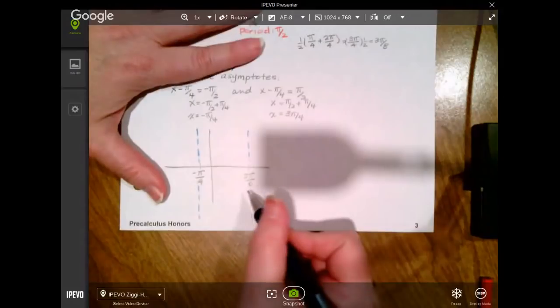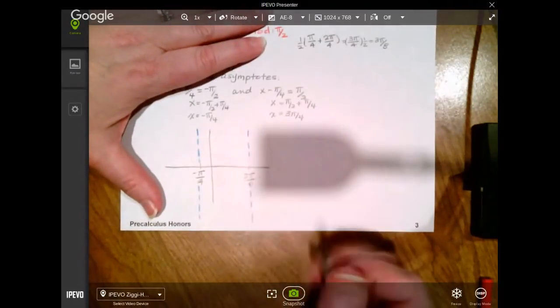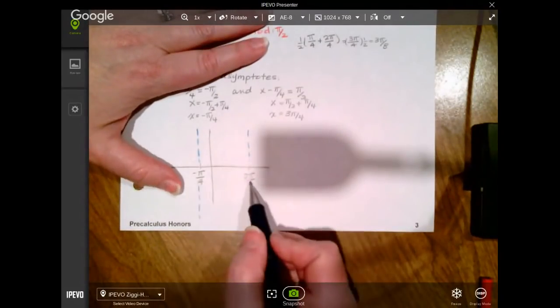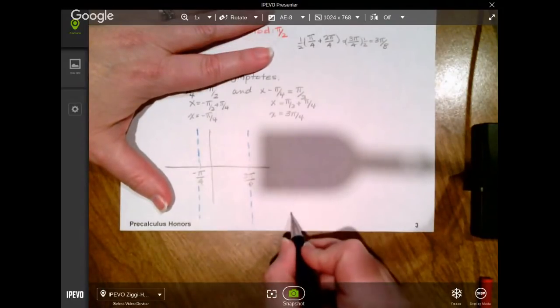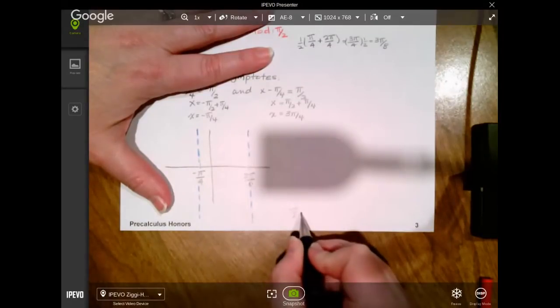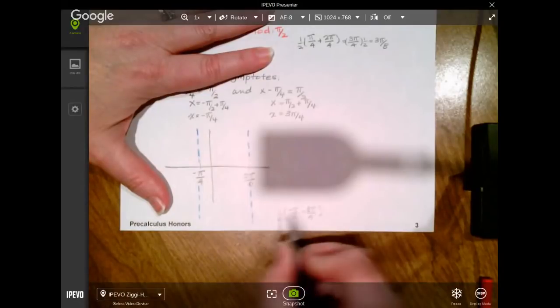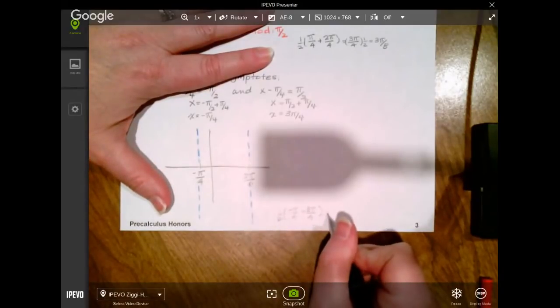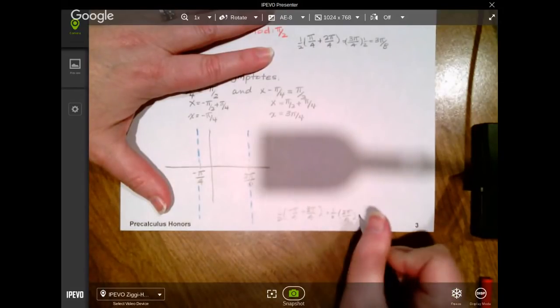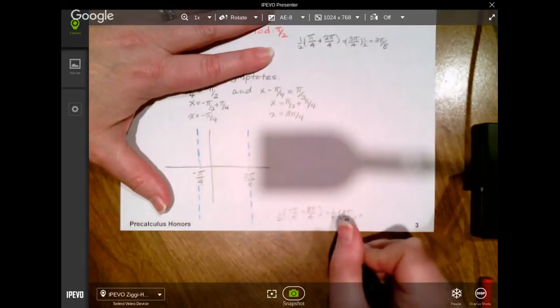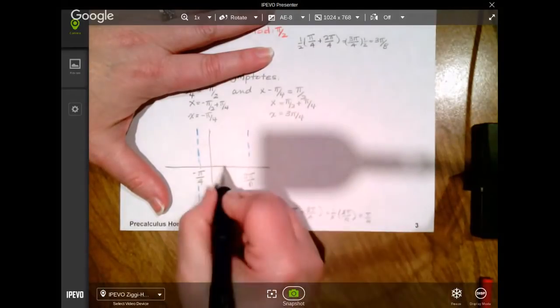And what's halfway between negative pi over 4 and 3 pi over 4? Well, we average the numbers, so it's going to be negative pi over 4 plus 3 pi over 4, which is 2 pi over 4, and take half of that. So that's going to be 1/2 times 2 pi over 4, which is just pi over 4. So halfway is pi over 4.